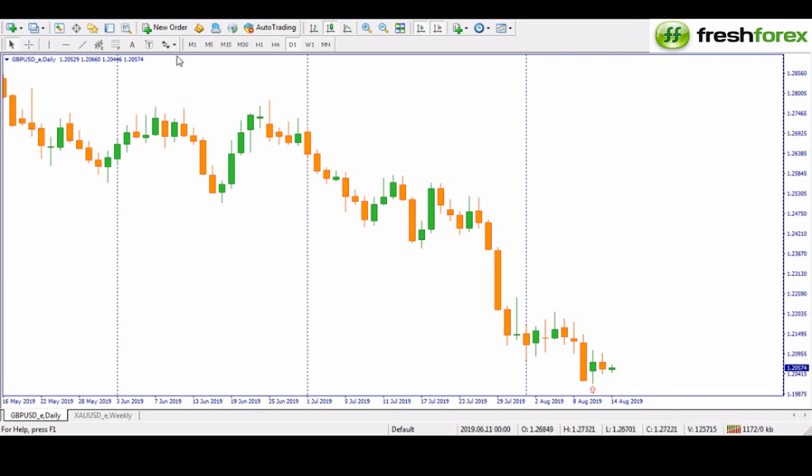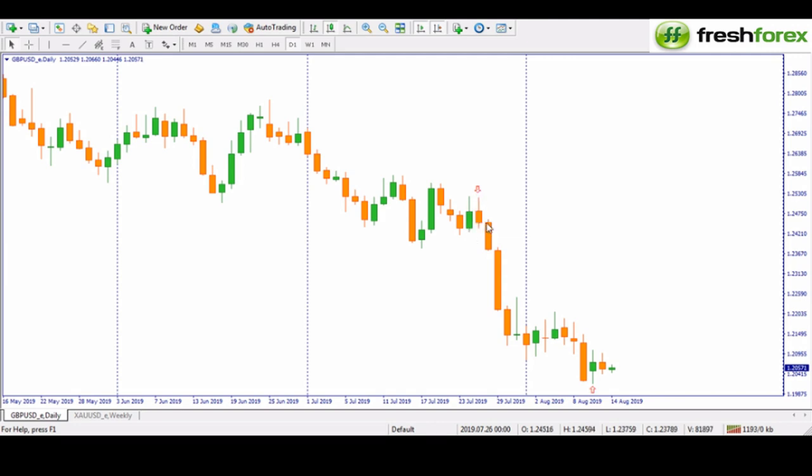Compare the high of this red candle with the high of the previous one. You notice that there's a slight difference. This is slightly above the high of this one. And the low of this candle is lower than the low of this candle here. So this is an inside.